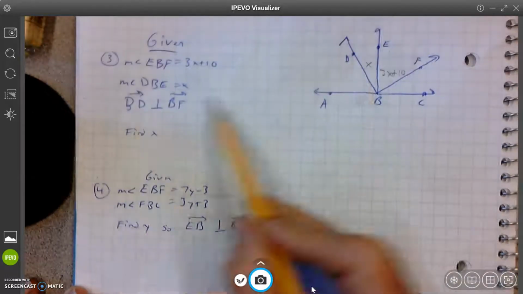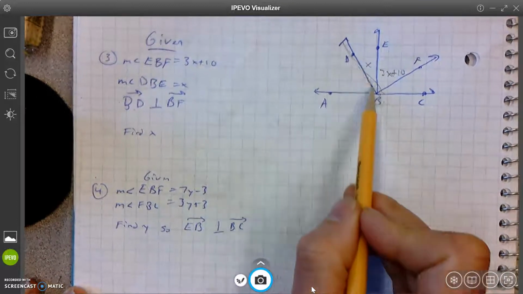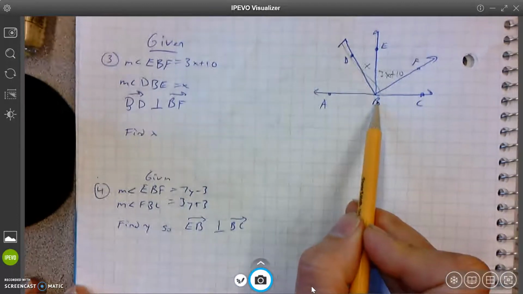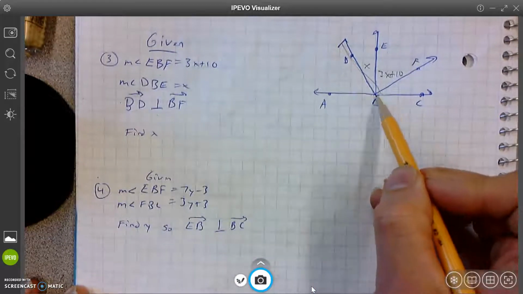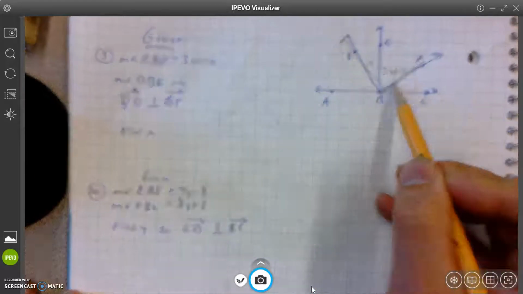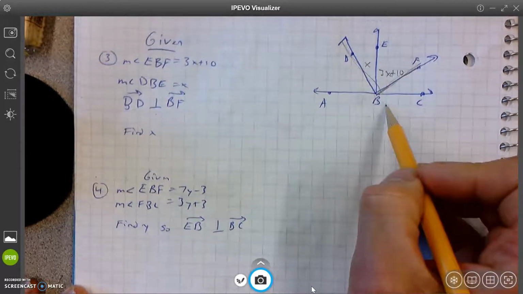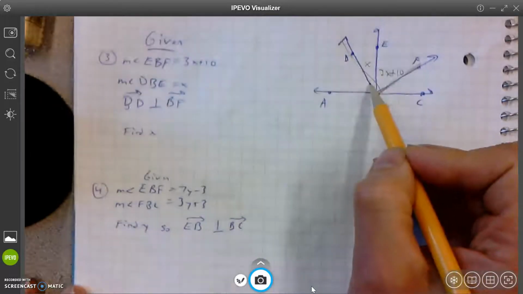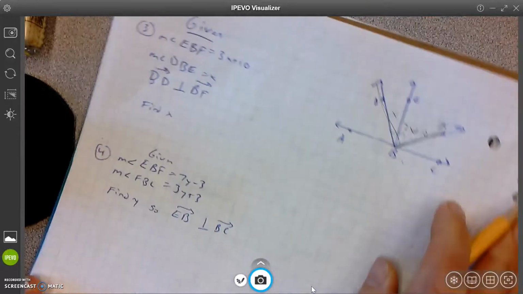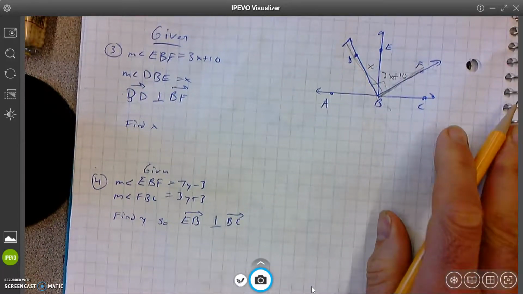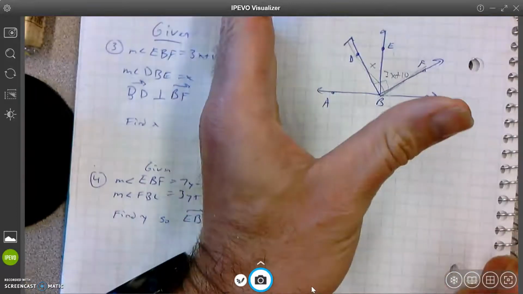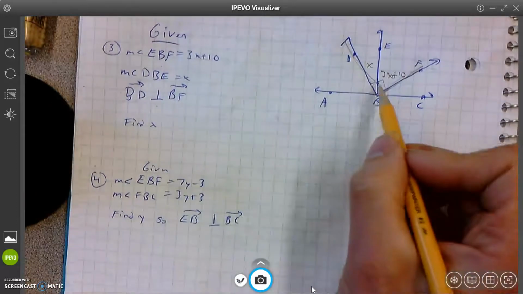BD is perpendicular to BF. Notice I'm tracing. You should do the same thing. Ooh. So that means that these two lines form a right angle. Yeah, I know you might have to turn your paper like that, but it's just a perpendicular line. Okay. So it equals 90.